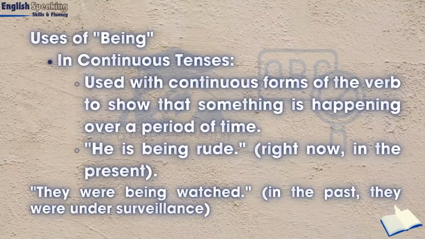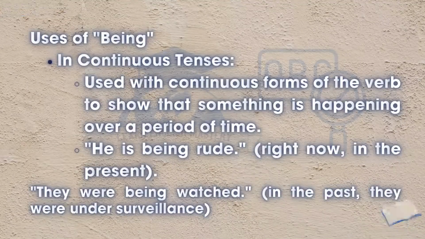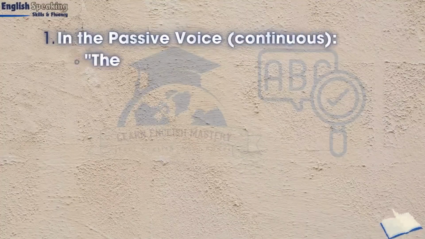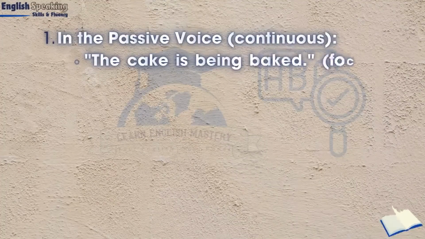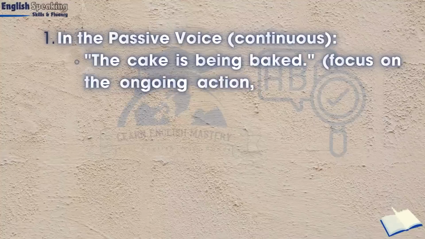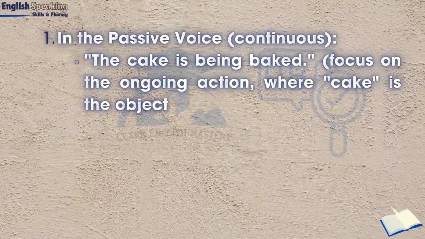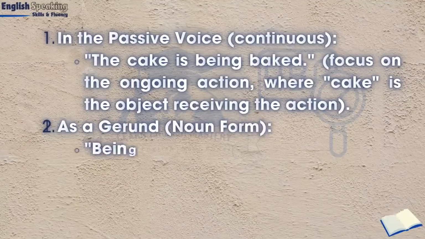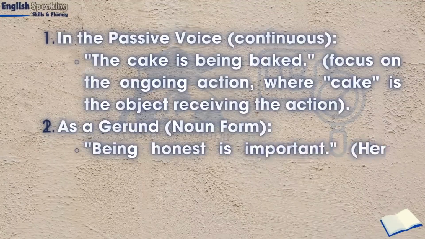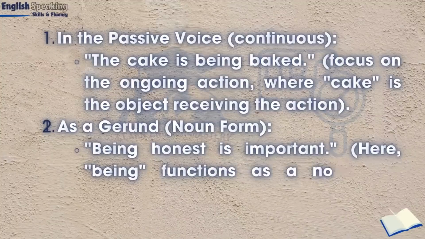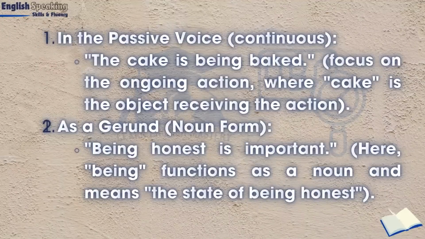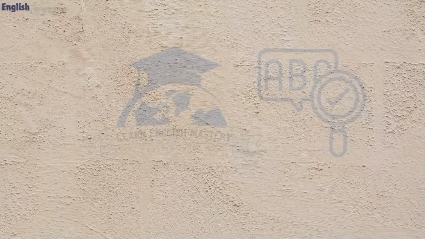They were being watched. In the past, they were under surveillance. In the passive voice, continuous, the cake is being baked. Focus on the ongoing action, where cake is the object receiving the action. As a gerund, noun form, being honest is important. Here, being functions as a noun and means the state of being honest.